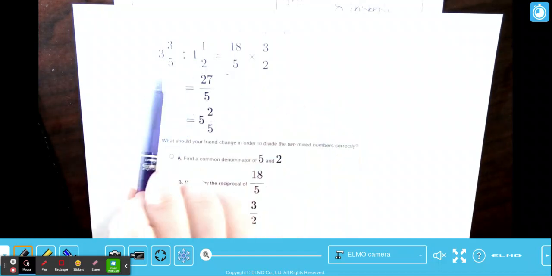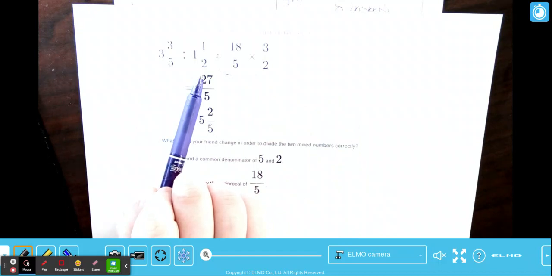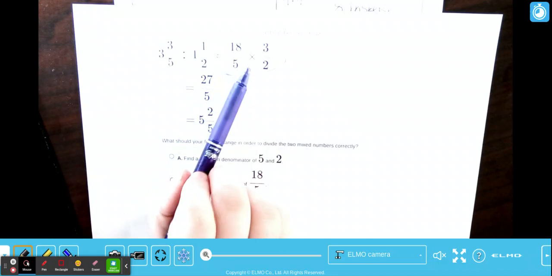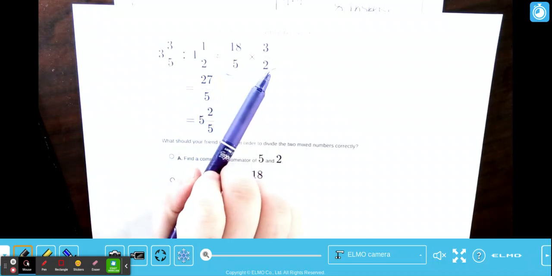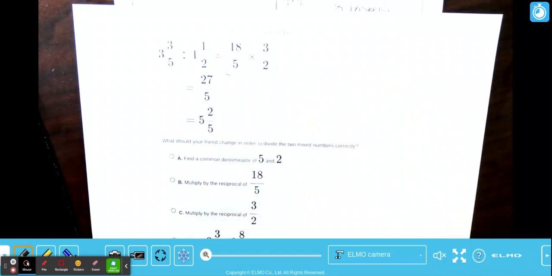How do we divide fractions? Keep, change, flip. So they did keep, change, keep. Oh. Okay, did they flip this last one? No. So what did they need to do? They needed to multiply by the reciprocal of 3 over 2, which is what? 2 over 3. Okay, so the answer is C.